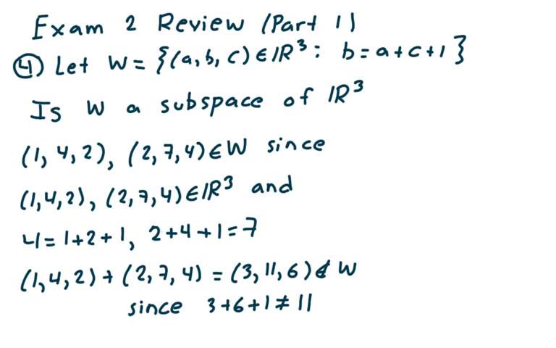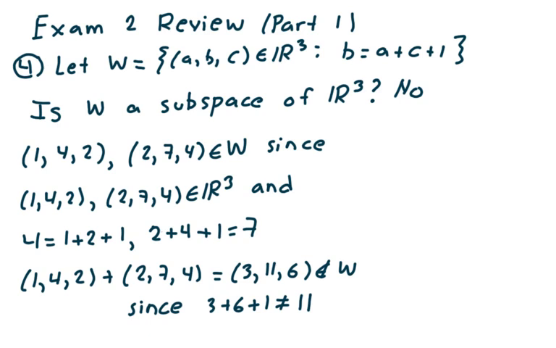Let W equal the set of all vectors (a, b, c) in R3 such that b equals a plus c plus 1. So if I take the first component and add it to the third component and then add 1, you get the second component. Is W a subspace of R3? So that's a question mark. The answer turns out to be no.